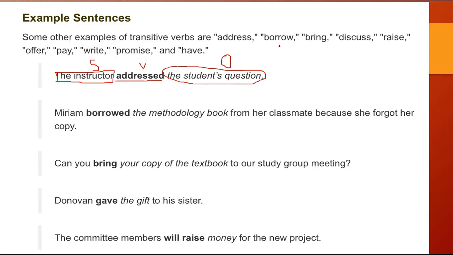Okay, let's see. How can we know if it's transitive? What is the formula? I'm going to put it here.